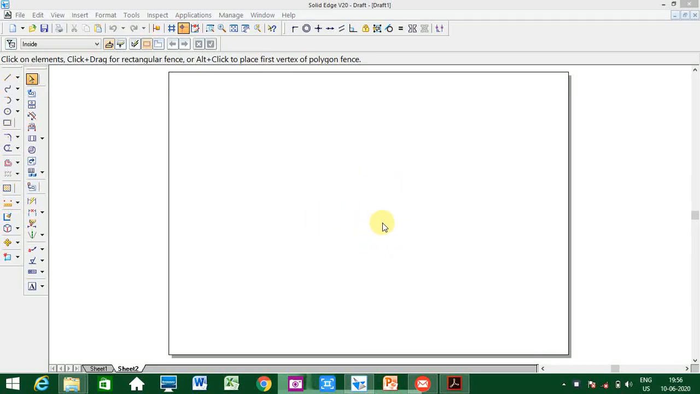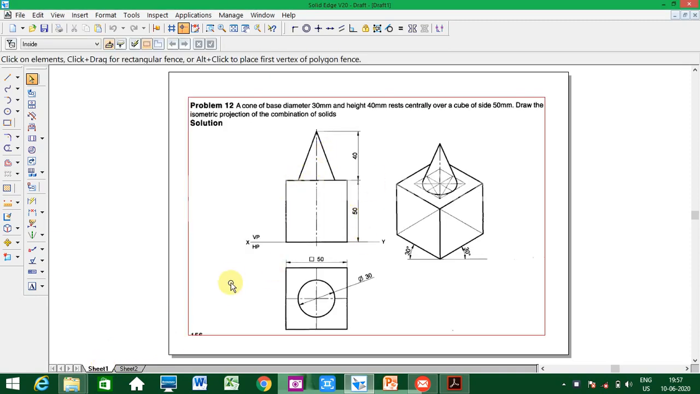The continuation of the previous problem of the cone on the cube. This was the problem I explained, just the procedure. Now we will draw this problem. See here, what is the cube size? 50 is the cube size, and what is the cone size? The height is 40 and the base is 30. First I will draw the cube.